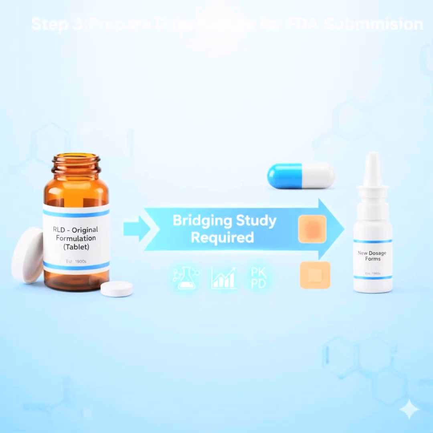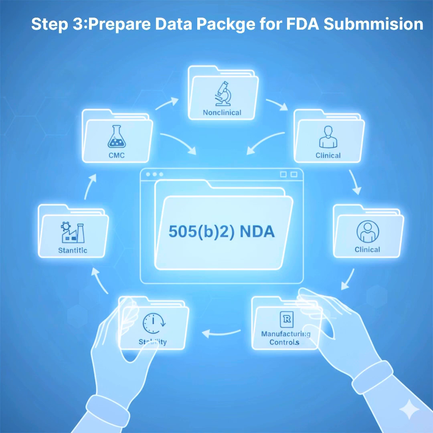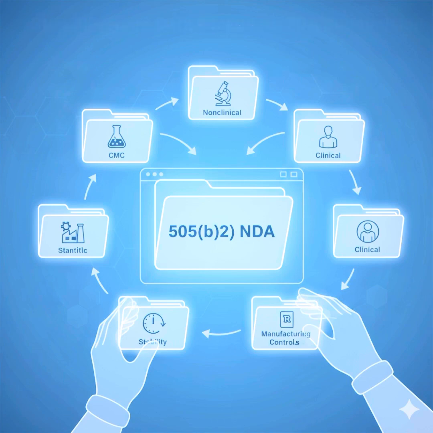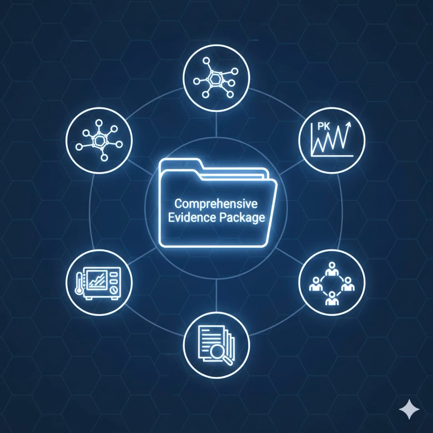Step 3. Prepare supporting data. A 505(b)(2) application must include CMC data (quality and manufacturing), non-clinical data if needed, clinical data (bridging plus new studies), literature references using FDA's format.